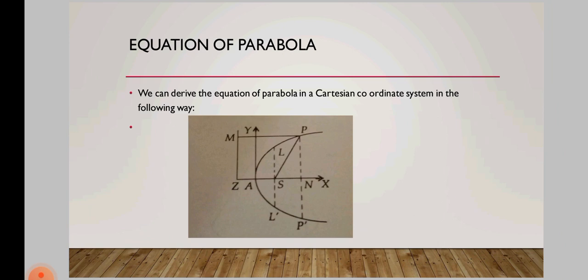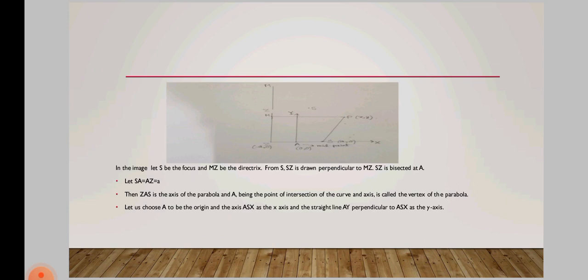So what we do now, we have to define a coordinate system first. How can we do that? We can draw a perpendicular line from S to the given line MZ, and we call that SZ. Suppose SZ is of some distance, and suppose SZ is bisected at the point A. In the picture you see A. We define that A to be the origin.